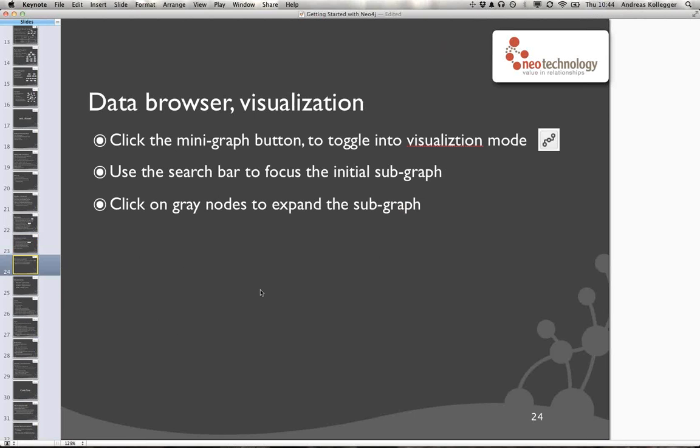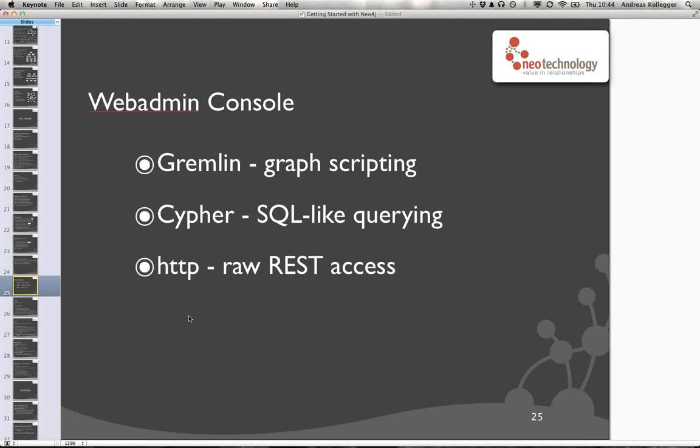Now, the little visualization is nice. We can explore our way through that, but if we want to do interesting queries, you can't really do that with the visualization. That's when we go into the web admin console. In the console, we can use a couple different approaches for interrogating the graph data that's there.